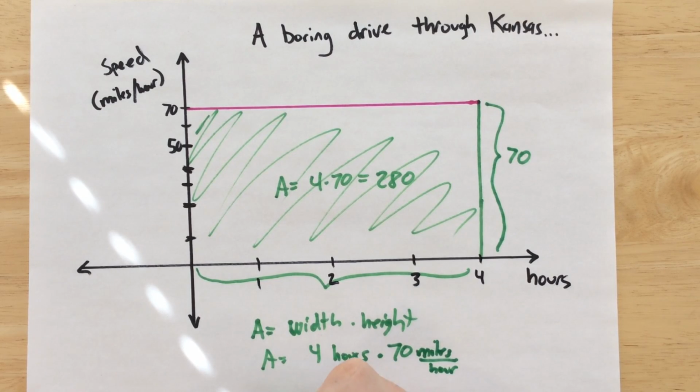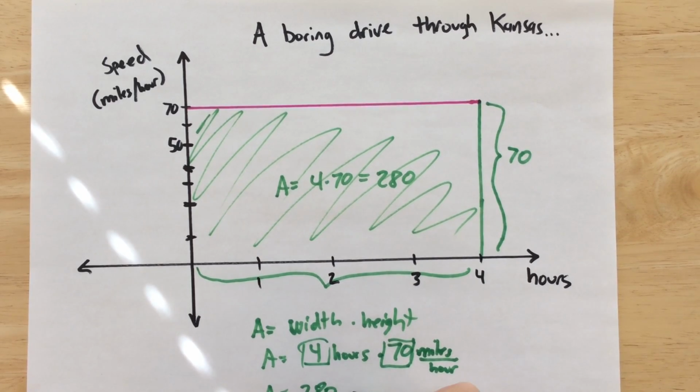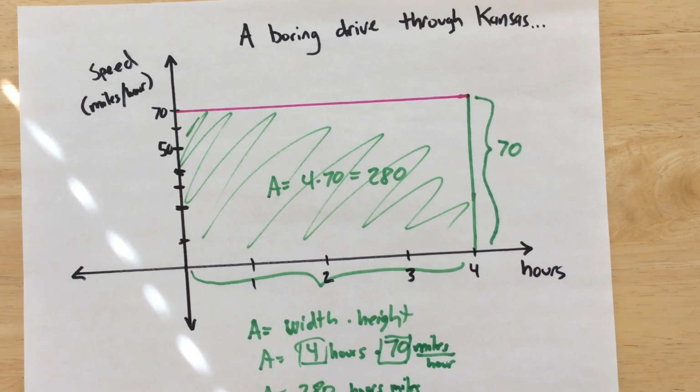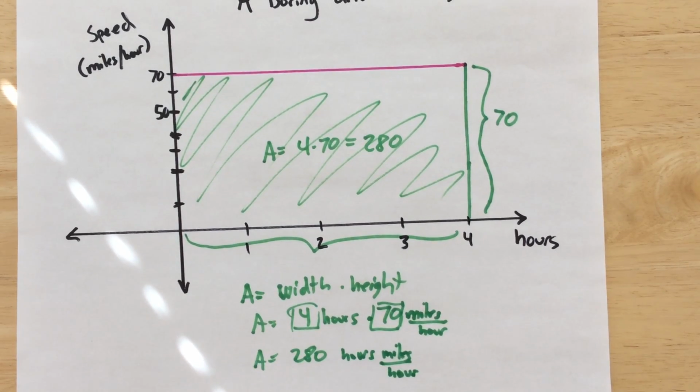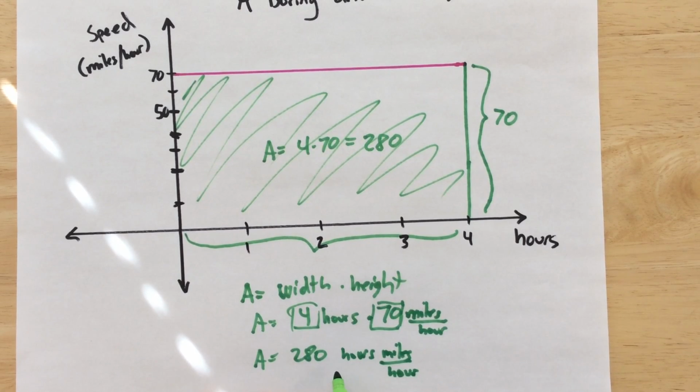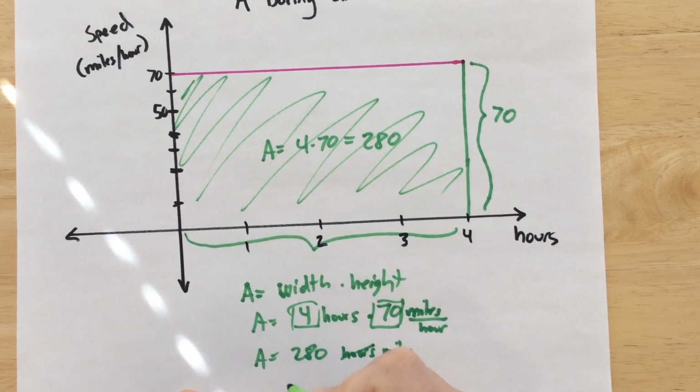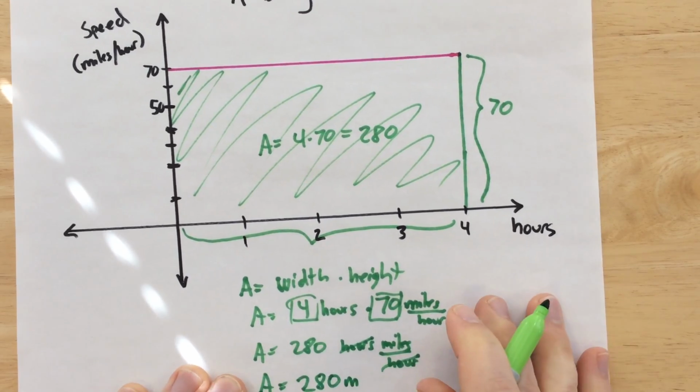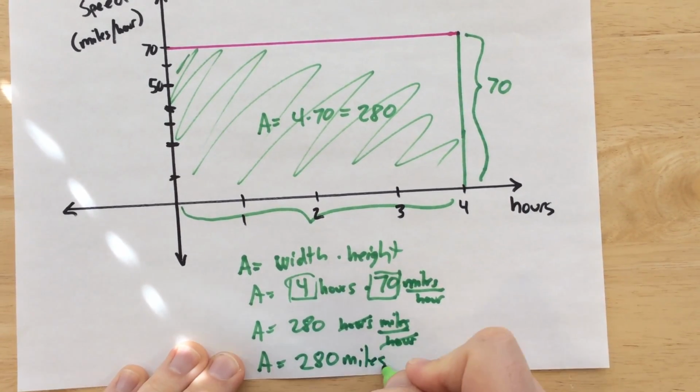And the interesting thing that happens is when we multiply, we can multiply this 4 and this 70 to get the 280. But what happens to the units here? Let's see, we got hours, and then we have miles per hour. And so something cool that happens here is that when we write out the units, hours, miles per hour, the hours end up canceling out. And so we actually have the area not just equaling 280, but actually 280 miles.